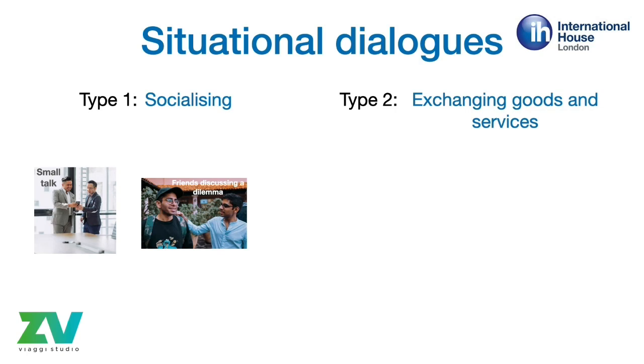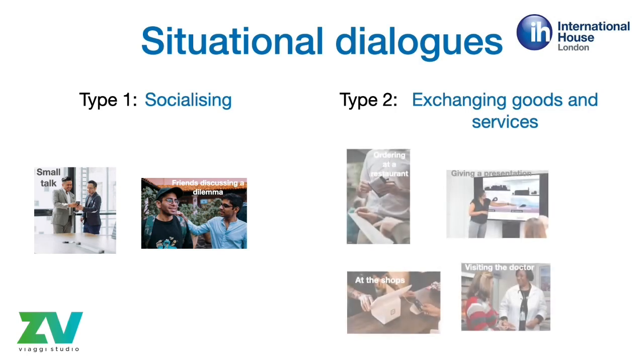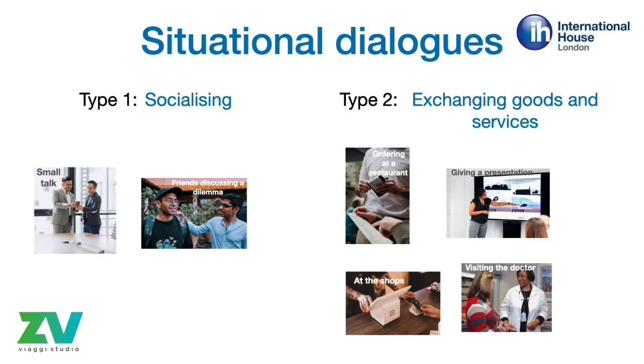That's because the dialogue is interpersonal. The goal is to build friendships, make connections, and strengthen relationships. You can see the other four here fall under type 2. These are sometimes called transactional exchanges, and that's because the main purpose here is to sell something, to buy something, and there is an exchange going on.